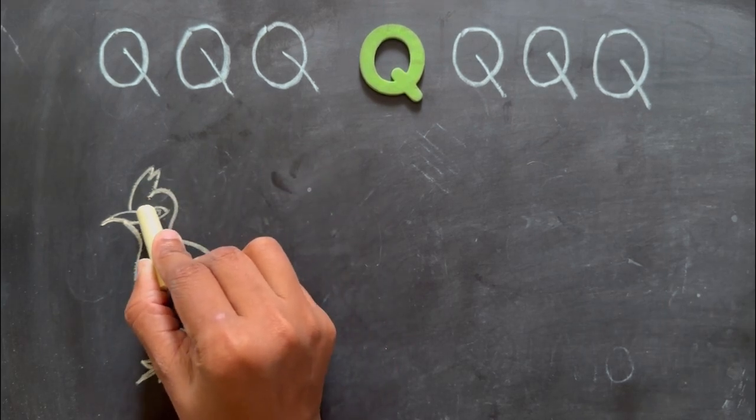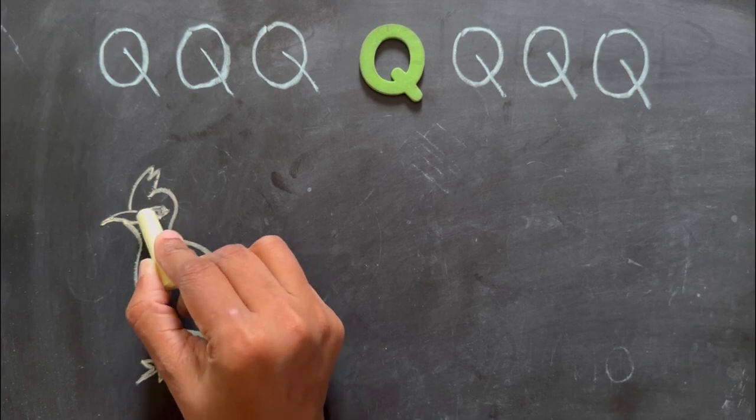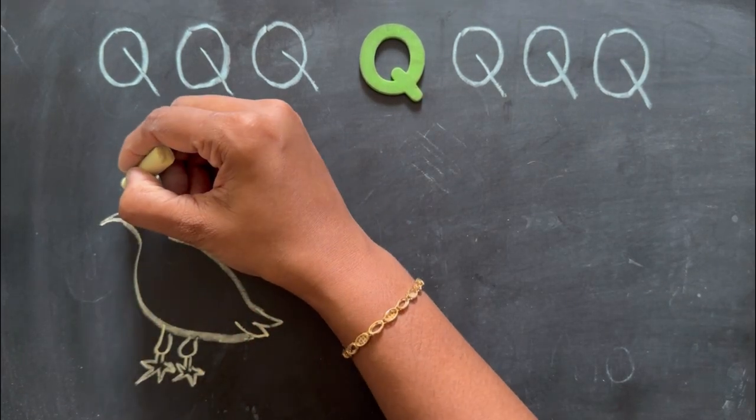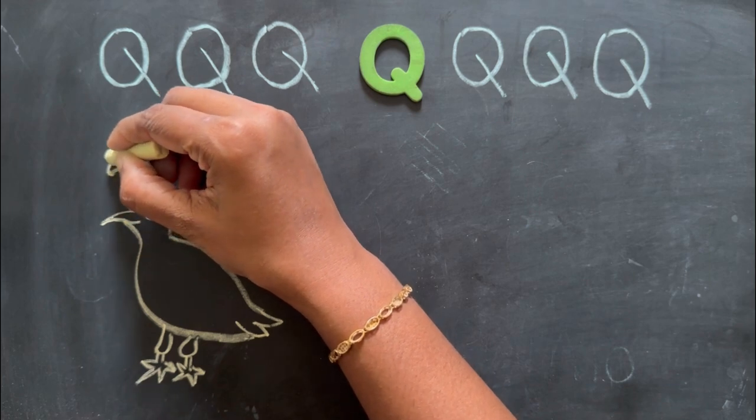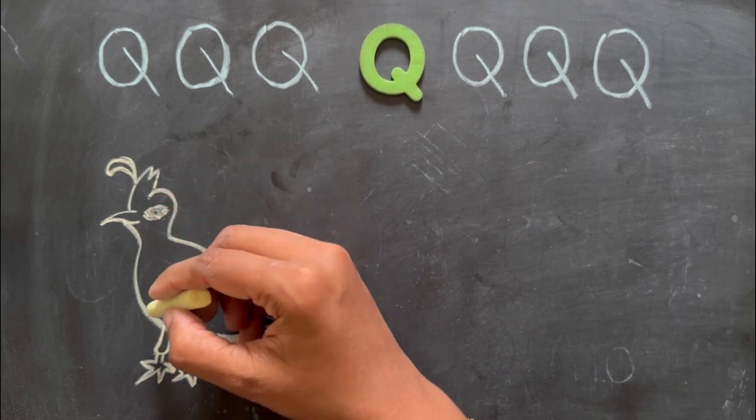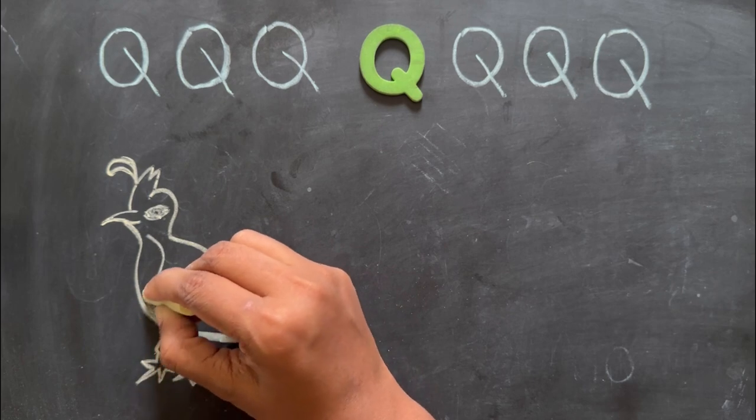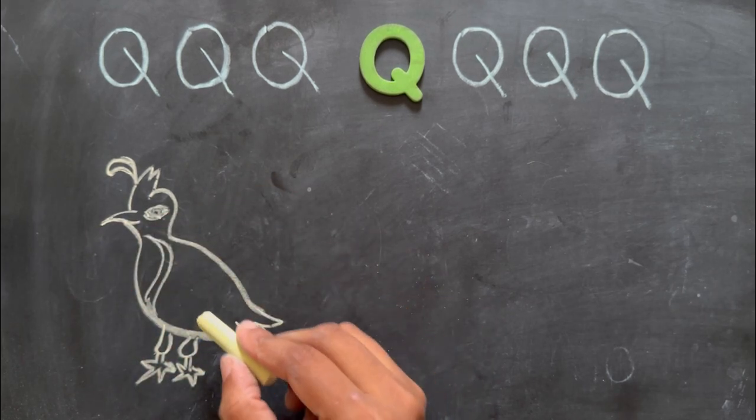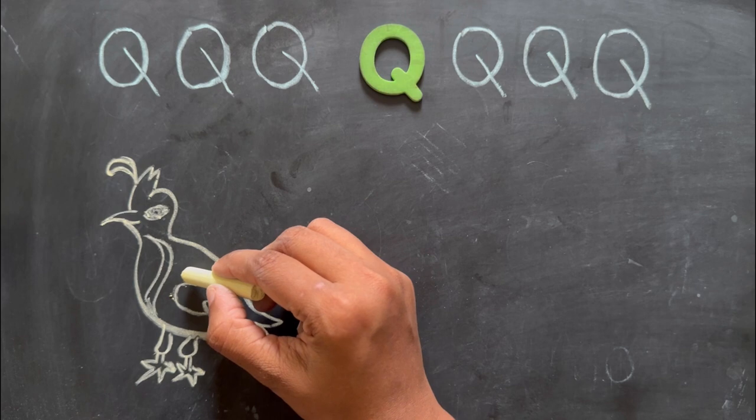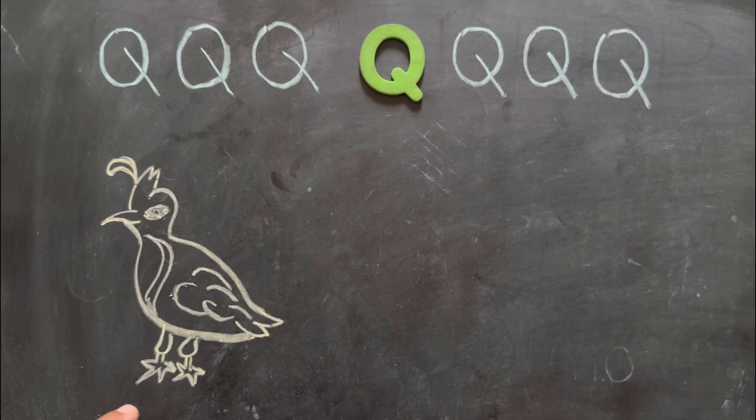It is a quail. This is a quail. So this bird is quail. So our bird, quail, is ready.